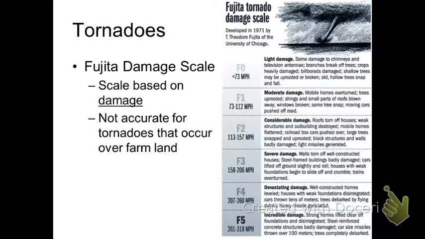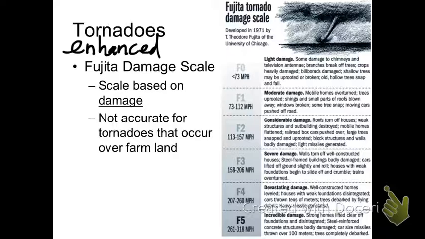The tornadoes are rated on what's known, this is actually not the Fujita scale anymore, it's the Enhanced Fujita scale. They updated this a few years ago. It is a scale based on damage. It is not really accurate for tornadoes that occur over farmland, but that's what the Enhanced scale does.